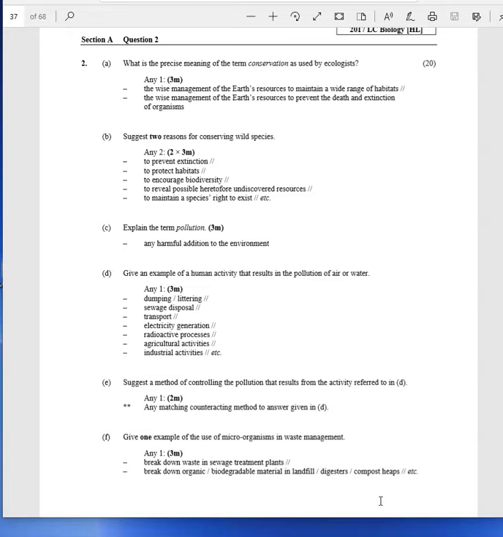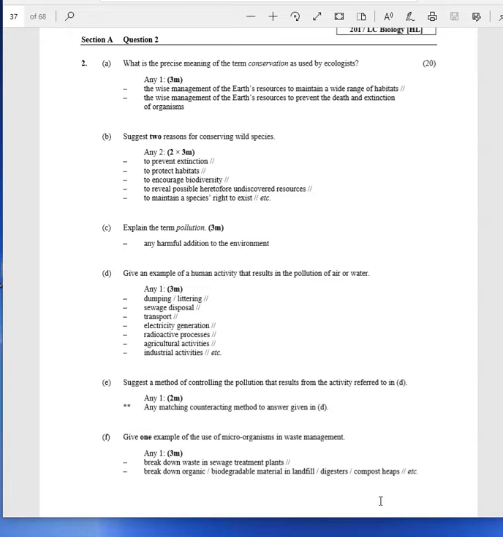All right, so conservation is wise management of the Earth's resources to maintain either a wide range of habitats or to prevent the death and extinction of different organisms. Give 2 reasons why you would conserve wild species. So again, you do it to prevent extinction, to protect habitats, to encourage biodiversity, and to maintain a species, right?